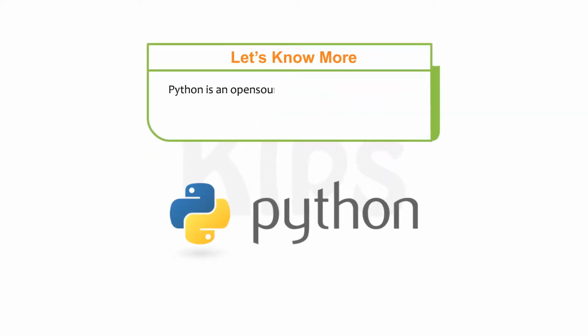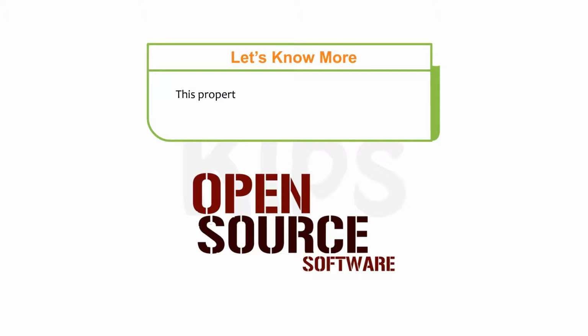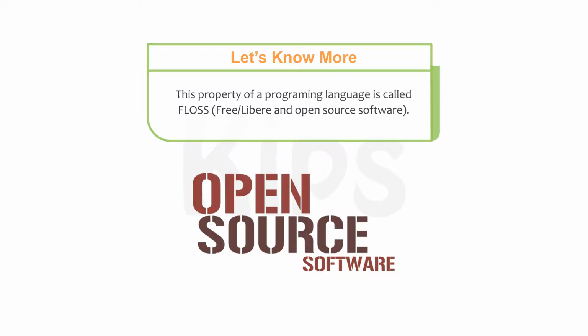Students, let's know more. Python is an open source software. This means that its source code is available to the public. You can download it, change it, use it, and distribute it. This property of a programming language is called FLOSS, free, libre, and open source software.